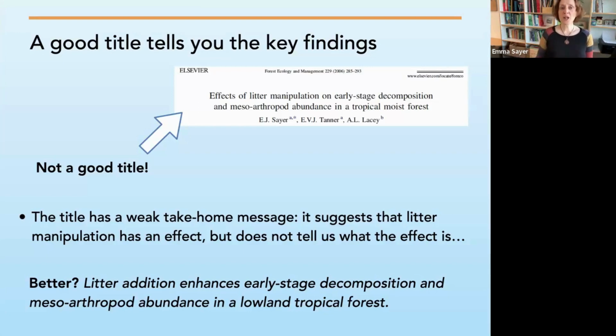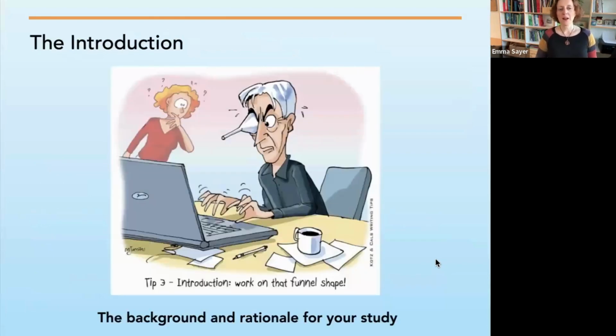So the abstract and the title go hand in hand. It's your advertisement for the paper. That's how you get your readers to continue reading. So let's assume that you've hooked your reader, you've got a good title, a good abstract, and they've decided it's worth reading the rest of the paper.